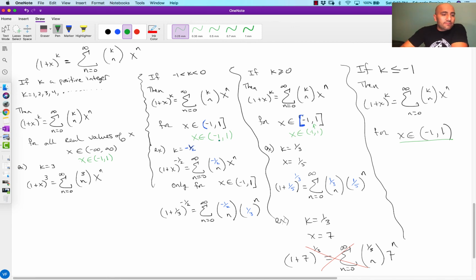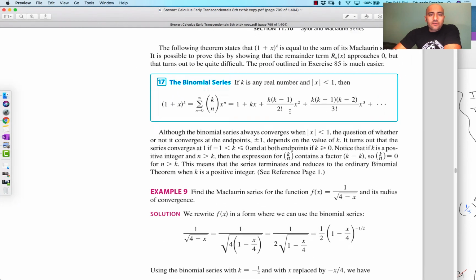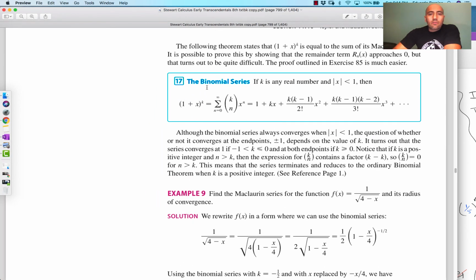Let's look at that guy. Okay, here it is. So this is called the binomial series. If k is any real number, positive, negative, decimals, counting number, anything at all, and the absolute value of x is less than 1, that means that x is in the interval between -1 and 1, then it's true that (1 plus x) to the power of k is equal to exactly this, just like we had gotten it.